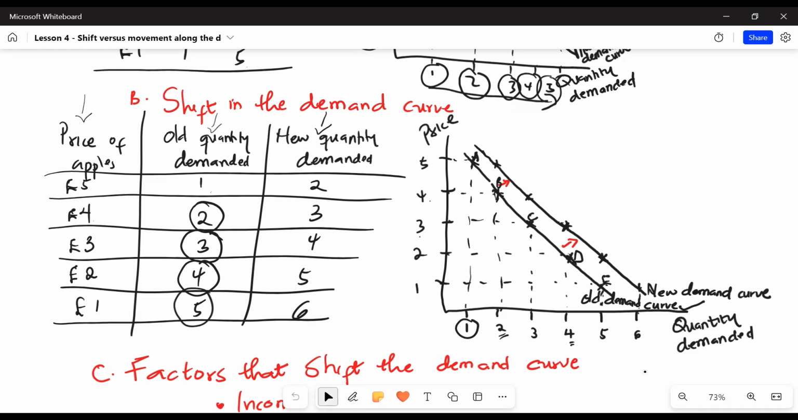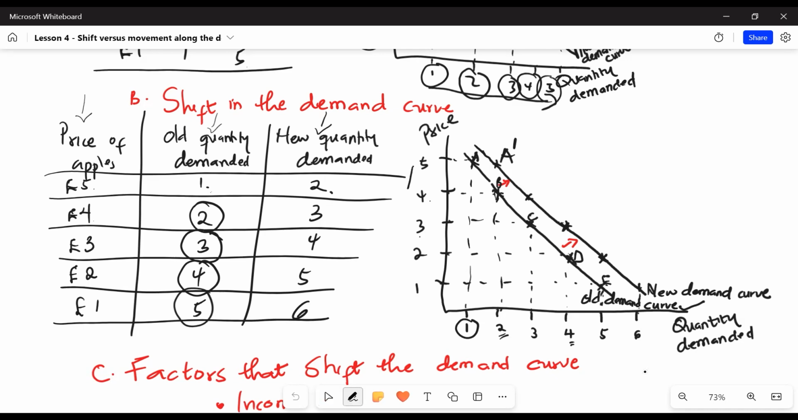Now, if any of the market conditions that we've mentioned changes and induces you to increase your demand for the good, then your demand curve is going to shift to the right. Now, the new quantity demanded at price 5: quantity demanded increases from 1 to 2. So we move from point A to point A prime.